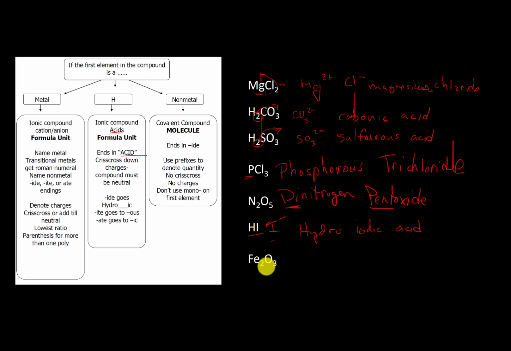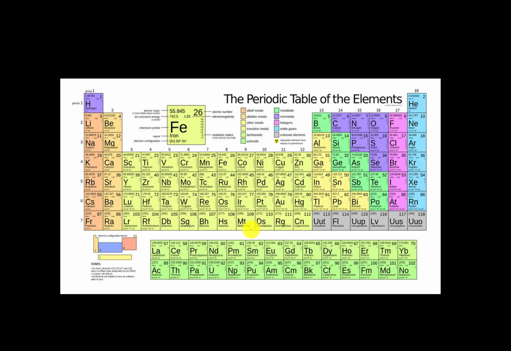Okay, now finally, this one's a little bit more involved. You're going to want to be ready for these. They're not that hard, but the first element is iron. Where is iron? Okay, iron is right here, number 26. And something important is this is in the transition metal area.